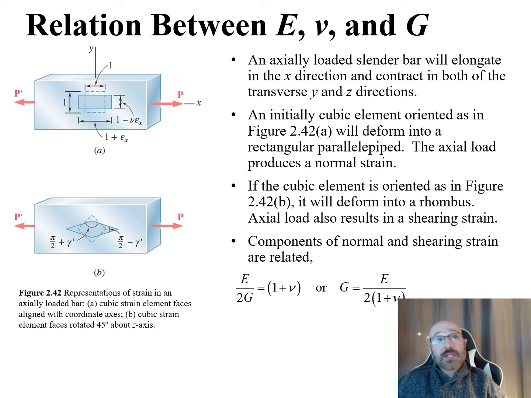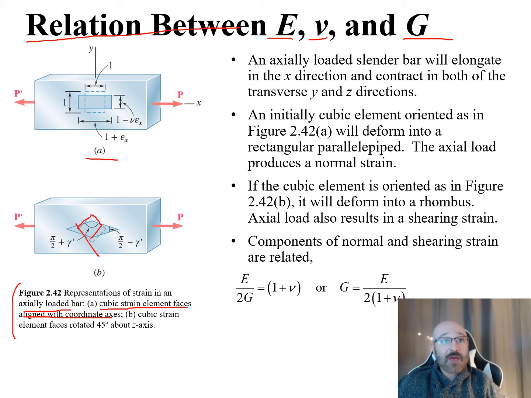So next I want to take a look at the relationship between our modulus of elasticity, E, Poisson's ratio, nu, and our modulus of rigidity, G. In order to do that, we're going to take a look at these diagrams over here. In the top part, part A of figure 2.42, we have a representation of the strain of an axially loaded bar. In A, we have the cubic strain element faces aligned with the coordinate axes, whereas in part B, they're at 45 degrees to the coordinate axes down here, and we have our angles given by this relationship to gamma down there.